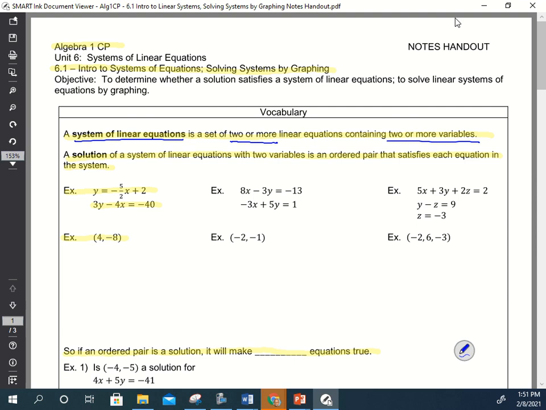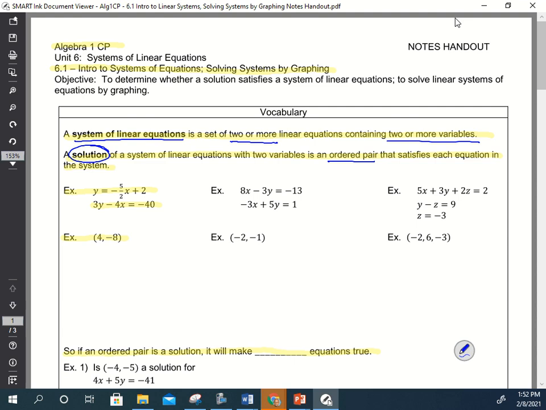So if you have a solution for a system, that means you have an ordered pair that satisfies all the equations. If you have a solution for a system, it means those answers work for each equation.